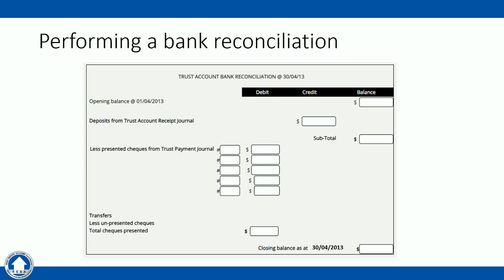Let's look at performing a bank reconciliation. The first thing we need to look at is what is our opening bank balance. So have a look at the bank statement to see what is the amount that we are actually opening the bank balance with, and enter that in to your opening bank balance area. So in our example, we're going to use $10,000.